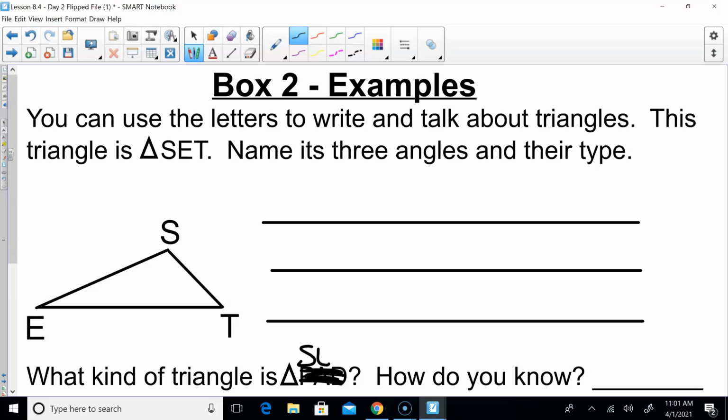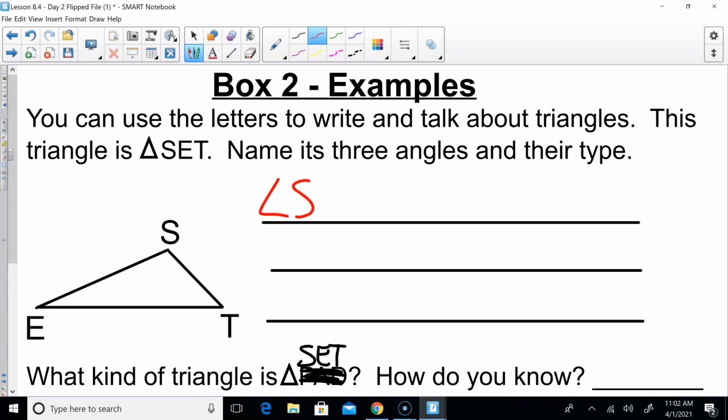SET. There we go. And with that, you can feel free to pause the video and see if you can answer those right now, identifying all the angles. Let's see if you have them. So we're going to start differently. We're going to go this way today.